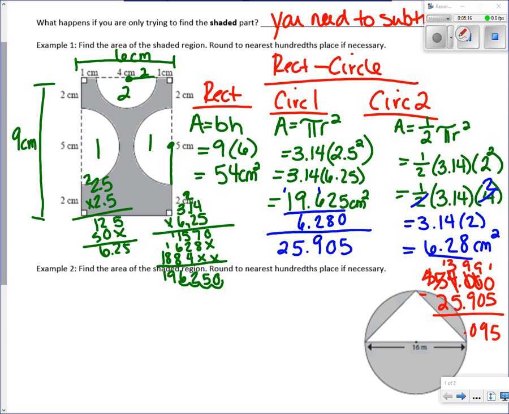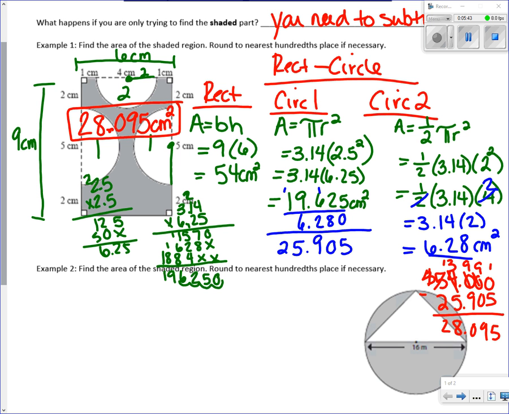Sorry. So, my answer for this overall problem is going to be, I'm going to write it in the middle of my shape, 28 and 95 thousandths centimeters squared. Okay, so that's going to be your final answer.